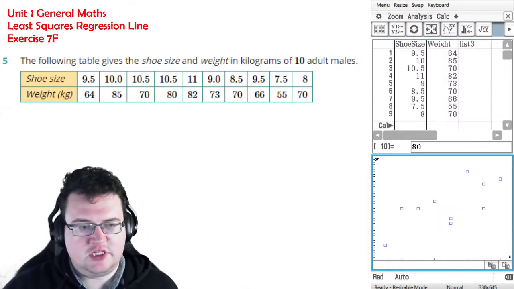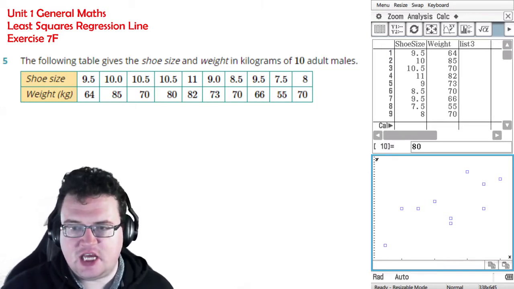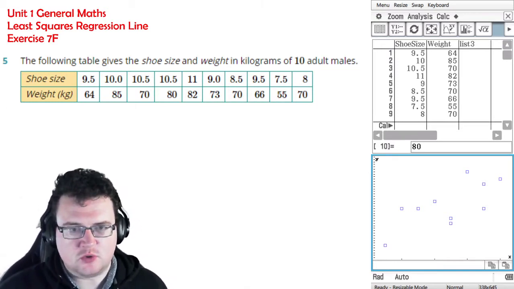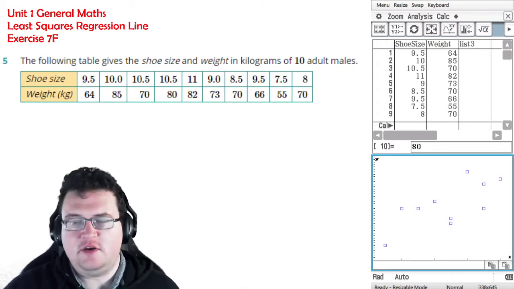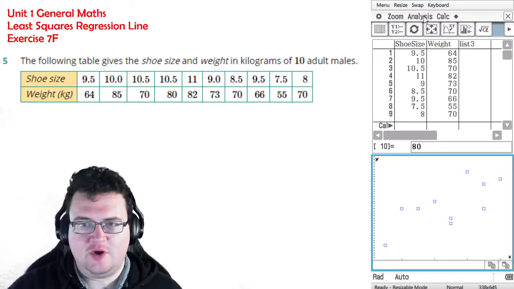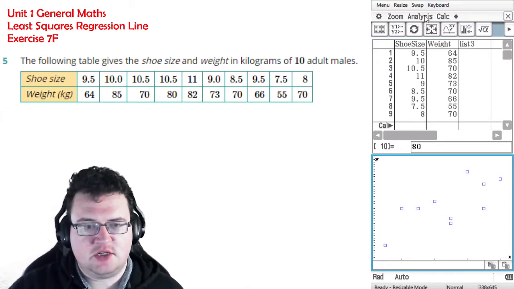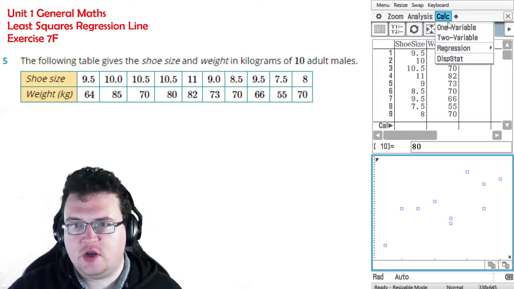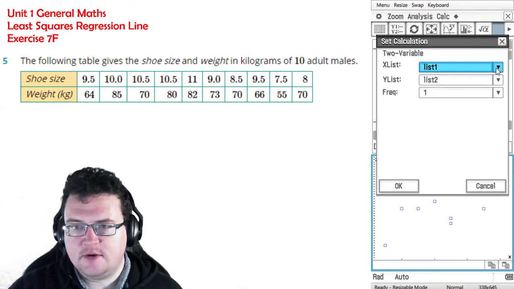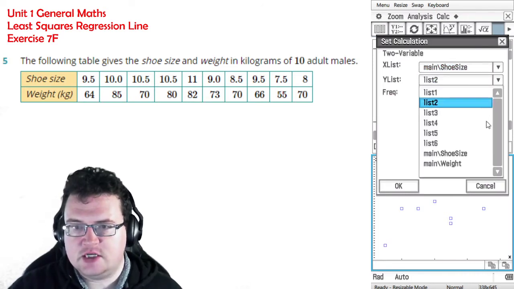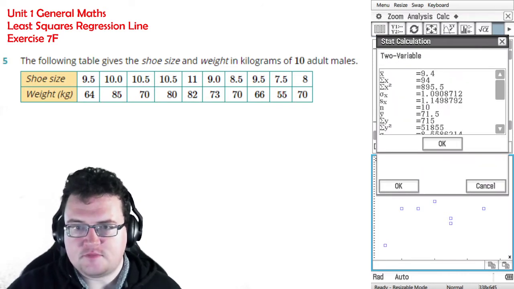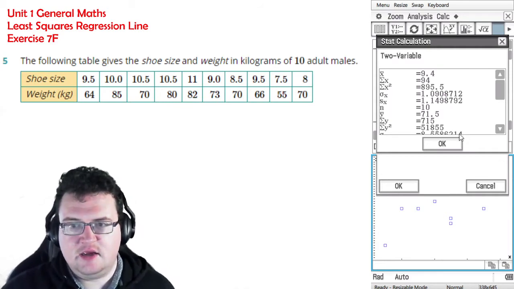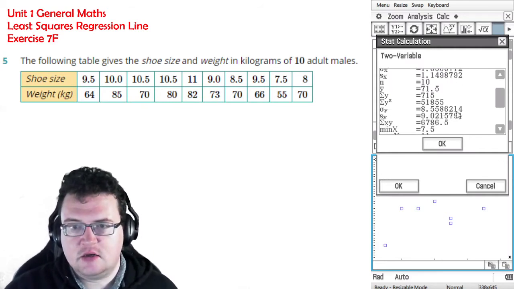Now this obviously looks like a positive linear association. It doesn't look terribly strong though. So what we need to do is look at some data and see how strong it is. So if we go to calc, two variables, again shoe size versus weight, we can get a calculation here.